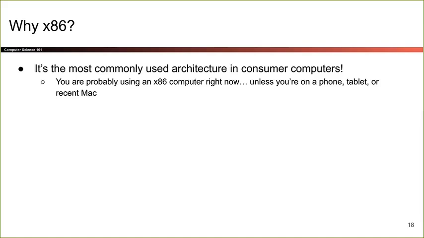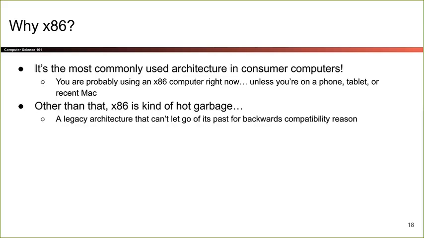And because this is a computer security class, and we want you to be familiar with how these attacks work in the real world, we want to use the most commonly used architecture, because this is what's used in servers, and this is what's used in computers that are hacked daily. Other than that, x86 is kind of a piece of hot garbage. It's a really old architecture. It was designed back in the 1970s, I believe. And this means that it has a lot of legacy and a lot of backwards compatibility that it needs to maintain. And it means that the language today is really difficult to understand and it's really bloated.